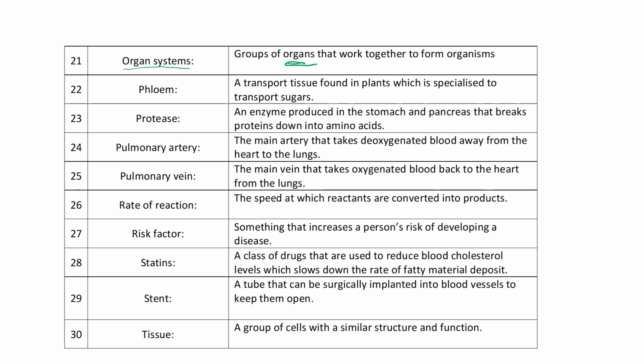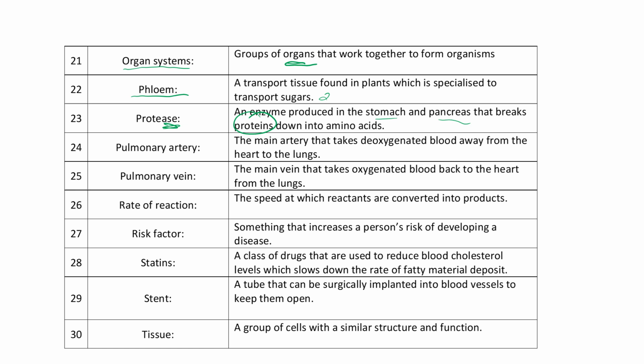A transport tissue found in plants which is specialised to transport sugars. So you've got two tubes in plants, you've got xylem and you've got phloem. Xylem is for water up, phloem is the transport of sugars, phloem. An enzyme produced in the stomach, pepsin, and the pancreas that breaks down proteins, protease.